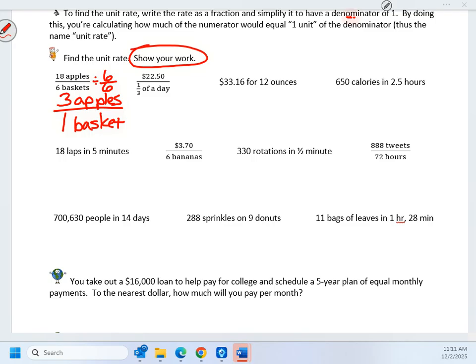I need to see labels. On the test, if you don't give me labels, I won't give you credit, because I won't know that you know what those numbers mean. So giving me those labels is telling me that you know what those numbers mean.